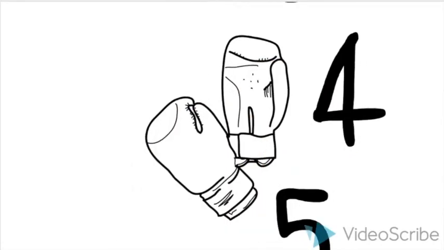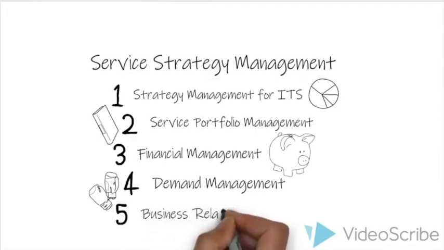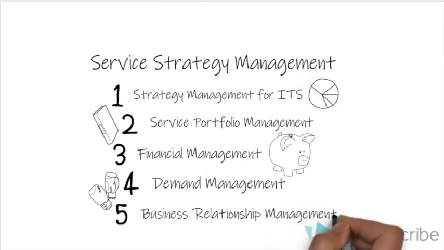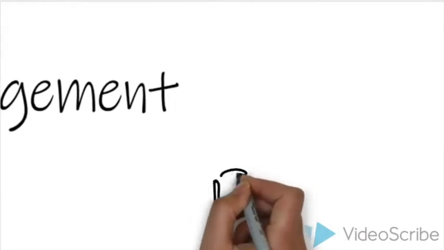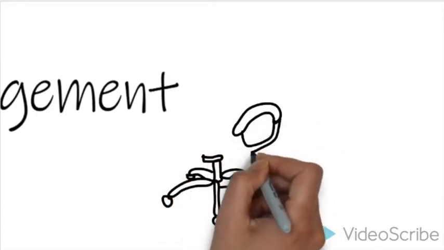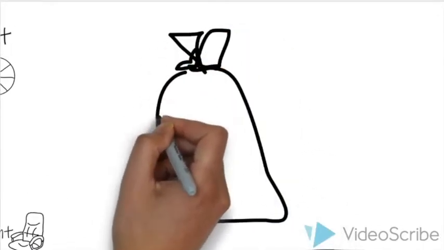Number 5, business relationship management. Basically, the name says it all. In this area, the process focuses on how to keep and maintain, as well as grow, positive relationships with your customers. Also, in the business relationship management area, what the potential customer's current needs are and services that can fit those needs are thought of and developed here.